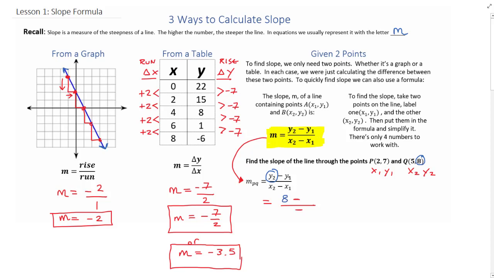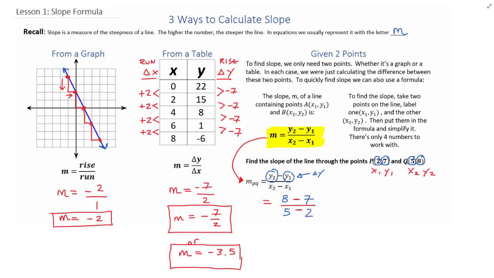All right, subtract y1. Well, where's y1? That's that guy right there. So 8 minus 7. Now that is the change in y. What are we changing between y2 to y1? What is the change from 8 to 7, right? So 8 to 7, you're going 8 minus 7. It's 1. So it's a change of 1. Let's do the x's now. 5 is x2 minus x1, 2.